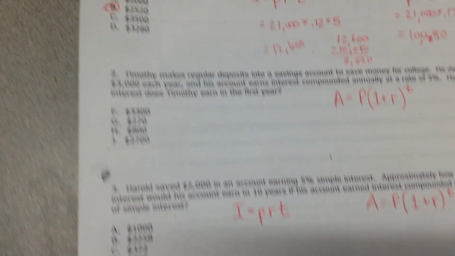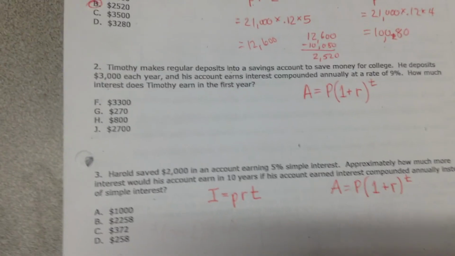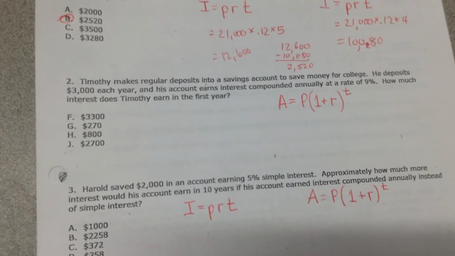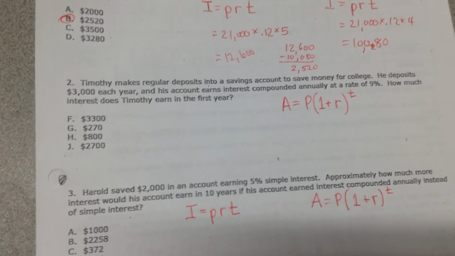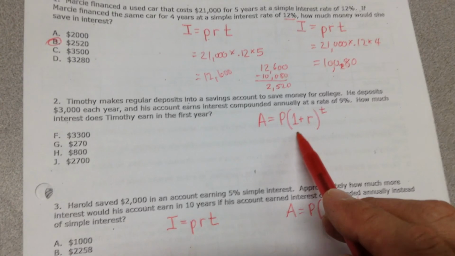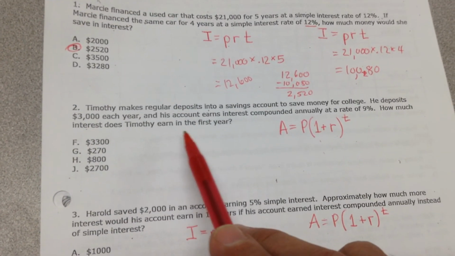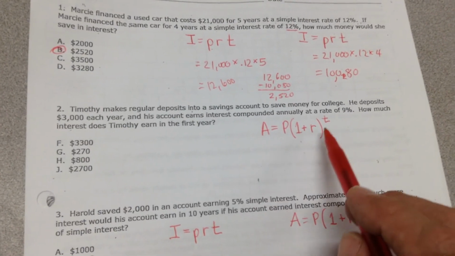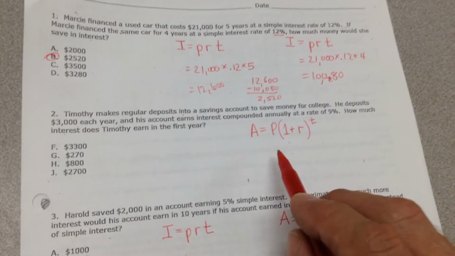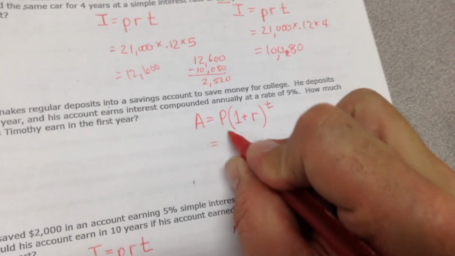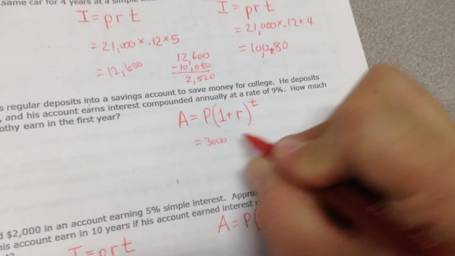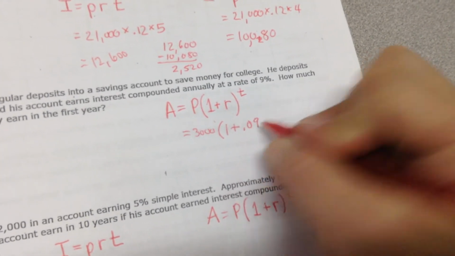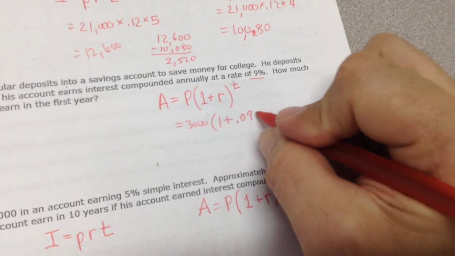Okay, question number 2. This one is making regular deposits into a savings account to save money for college, and he deposits $3,000 each year in his account, earns interest compounded annually at a rate of 9%. How much interest does Timothy earn in his first year? Well, you can do this whole thing if you'd like, just for putting a 1 here. If you do that, we're going to do P is the money, so 3,000 times 1 plus the rate, which was 9%, so that's 0.09 right there. Make sure you move the decimal correctly.